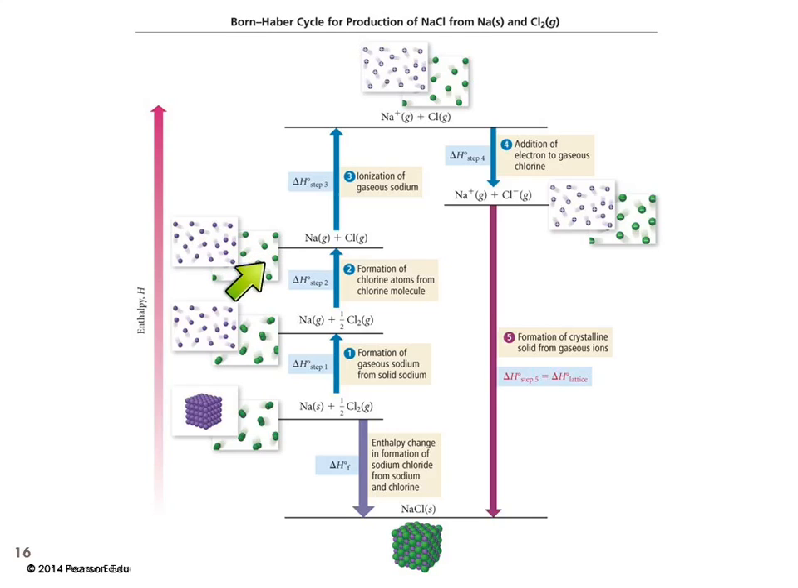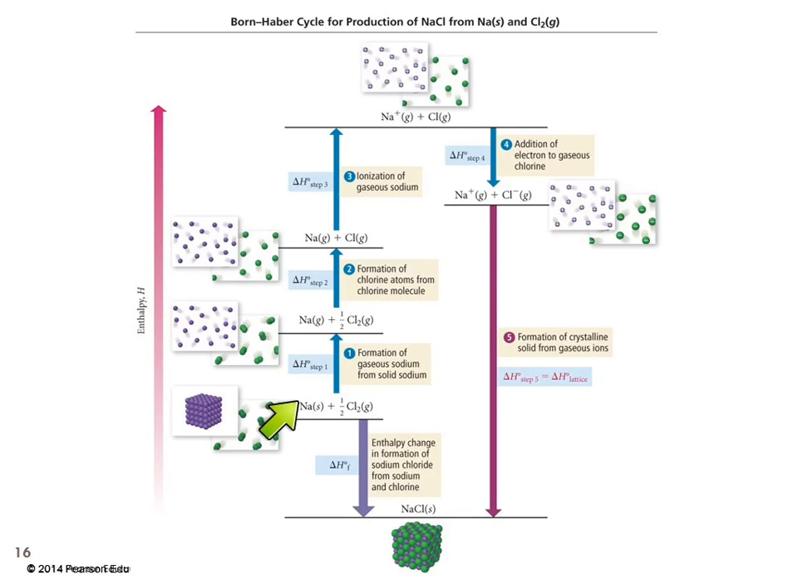And where are we starting? We're actually starting right here. This is where we are. This is where we're starting from. Sodium metal, chlorine gas. And we want to know the enthalpy change in the formation of sodium chloride from sodium and chlorine. And so we create this imaginary path.